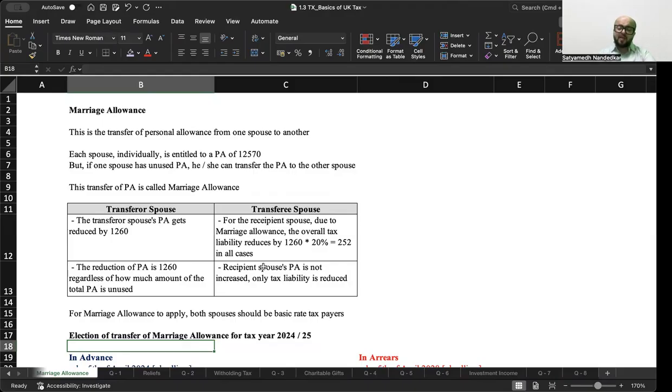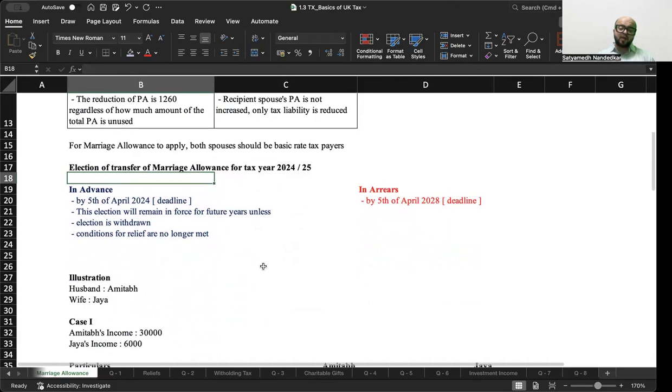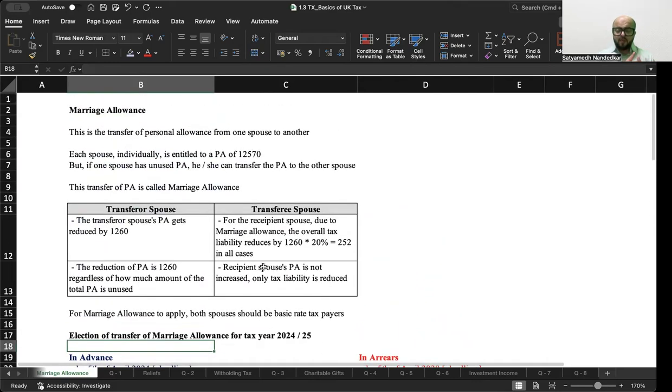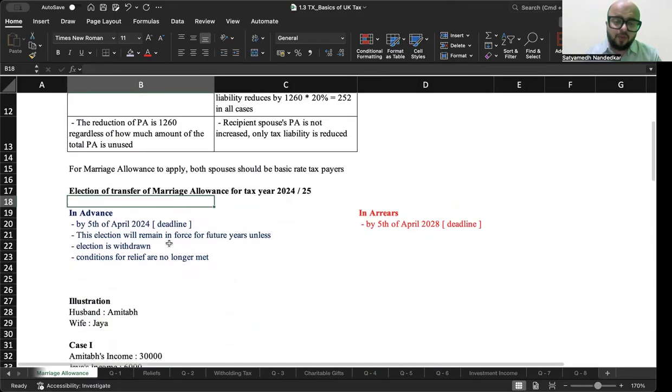So if one spouse has an unused personal allowance, then that unused personal allowance can be transferred to the other spouse. What does that mean? Every individual is entitled to a personal allowance of 12,570. But if a spouse has unused personal allowance, then that can be transferred to the spouse, to the husband or the wife. And this transfer is called marriage allowance.